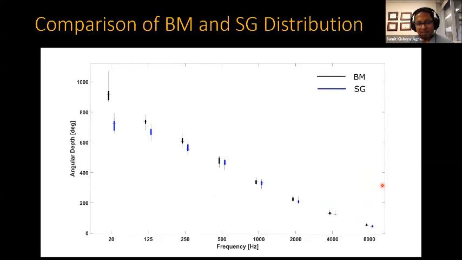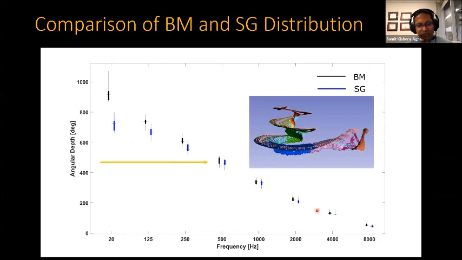And just the very last graph, this is comparing the basal membrane versus the spiral ganglion distribution. So again, here's our angular depth. Now it's on the y-axis and our frequency on the x. This is the base of the cochlea moving up to the apex of the cochlea.